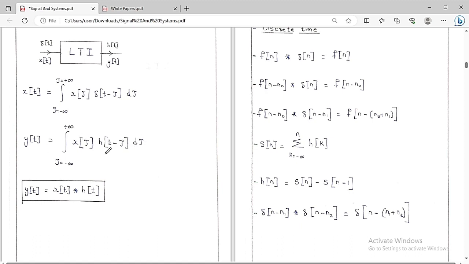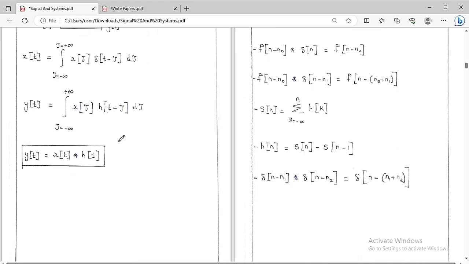So this we can write simply as x of t convolution of h of t. So y of t is nothing but x of t convolution of h of t. Therefore we can say x of t is equal to the integration from tau equals minus infinity to plus infinity of x of tau into delta of t minus tau into d tau. Y of t is equal to the integration from tau equals minus infinity to plus infinity of x of tau into h of t minus tau into d tau, which you can write as x of t convolution of h of t. So you can write like this.